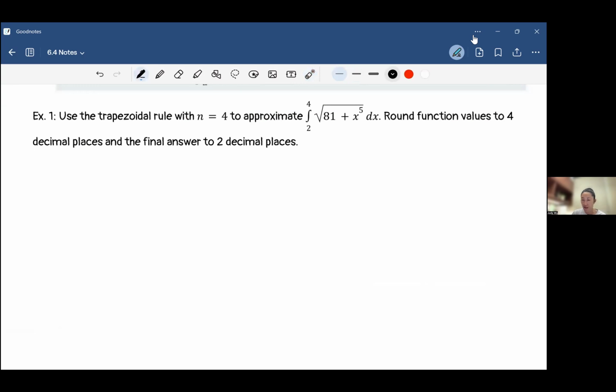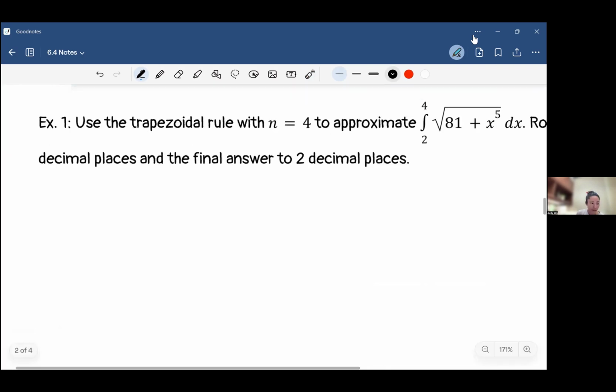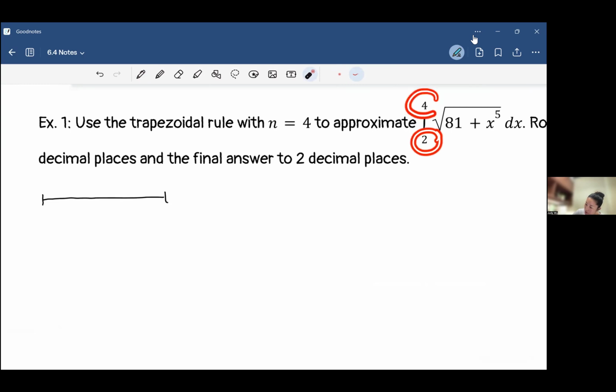I don't want you to get a question wrong because you rounded wrong. That seems silly. Okay. All right. So I like to use a diagram to help me out. Okay. So I'm going to draw from 2 to 4 because my A value is 2, my B value is 4. Okay. So I'm going from A to B.